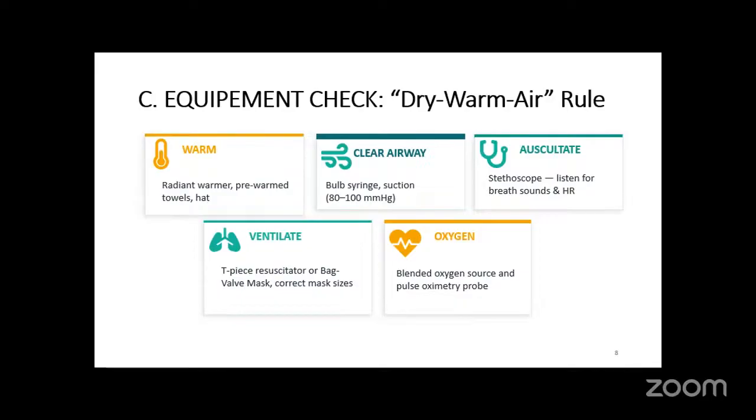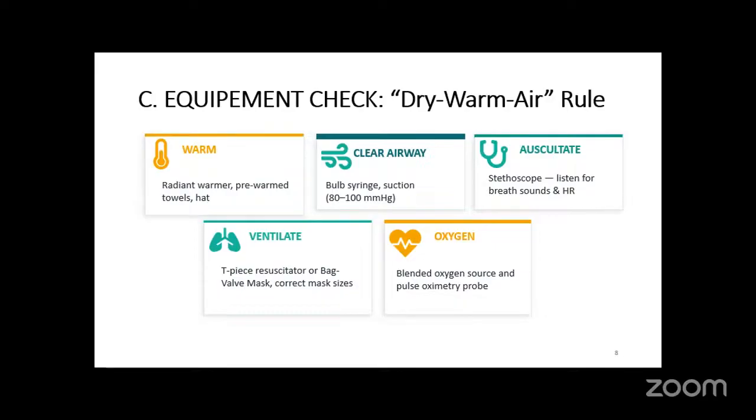We have the radiant warmer, we have warm towels, we have a hat, we have the sock, the baby sock. That's for the warm and the dry. Now, what about the air? For the air, we need a clear airway. How do you make sure the baby's airways are clear? We need suction. We have what we call the bulb syringe.